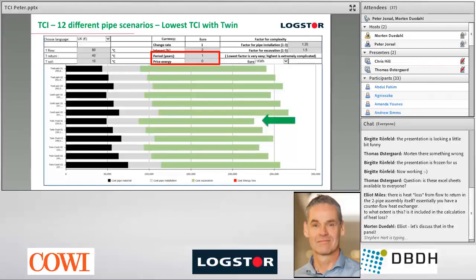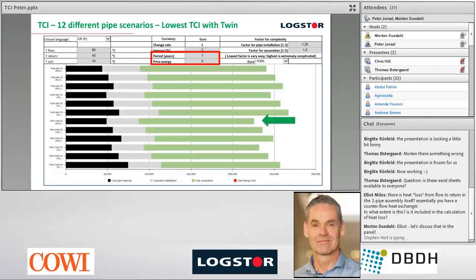So when you calculate the 12 different pipe scenarios, when it's based on total cost of investment, then you actually take the heat loss out of the equation. So here I have put the price of energy to 0. So I only have the capex part as part of this. The right choice of pipe system doing this will be a twin pipe CS1 without the diffusion barrier.